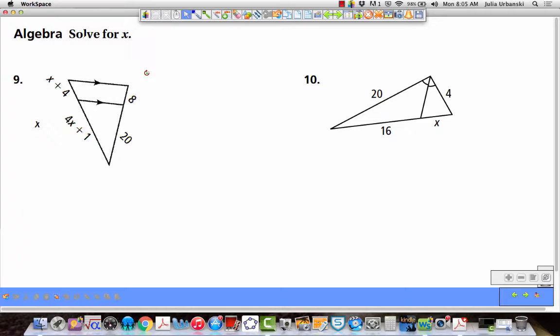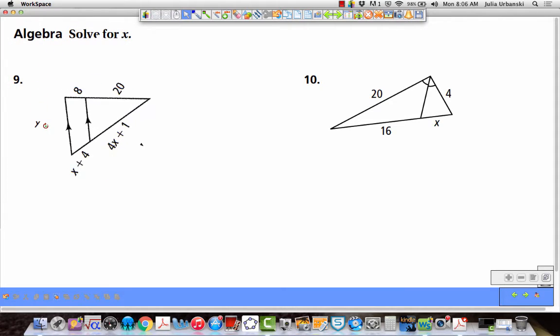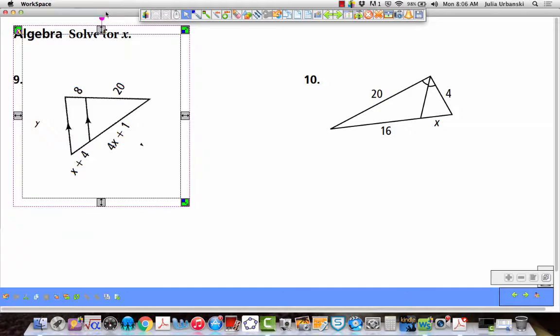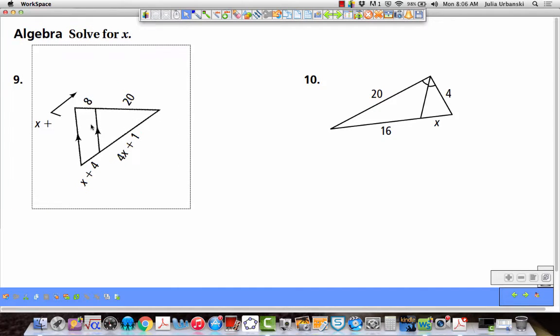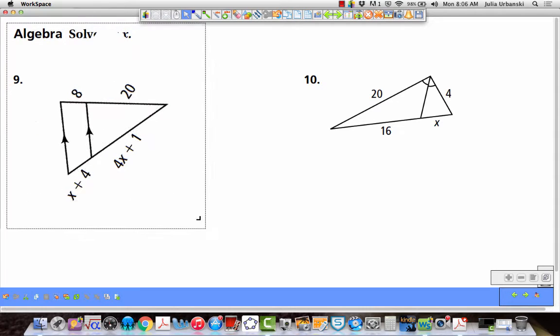If I turn it this way, now you can clearly see this is on top, this is on bottom, this is on top, this is on bottom. You could also turn it this way, and you can set it up this way, where it's 8 over x plus 4, or it's 20 over 4x plus 1. You can turn your paper either way to make that work. All right, since it's here, I'm going to go with this way. I'm going to make it bigger so we don't see the one underneath it in the way there.